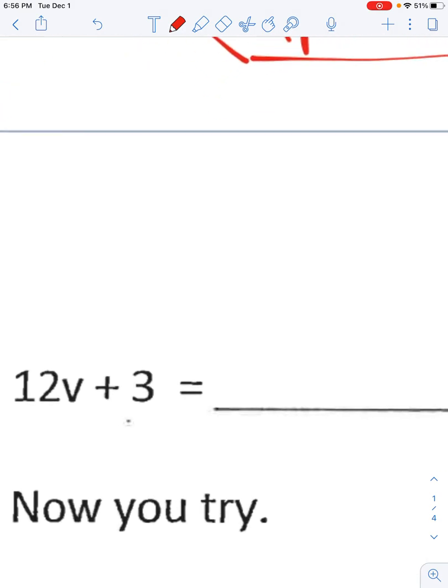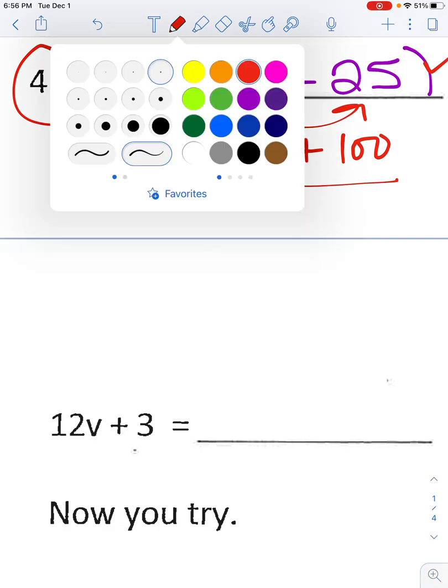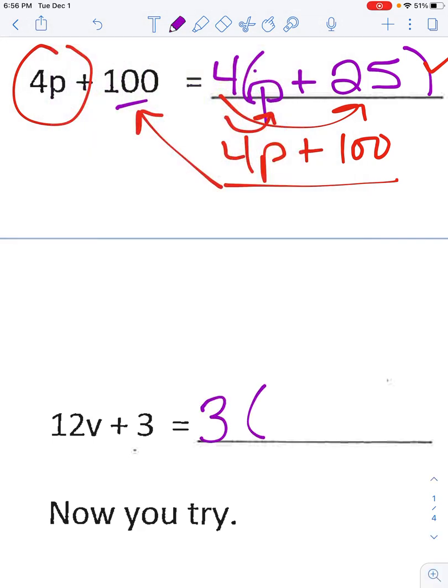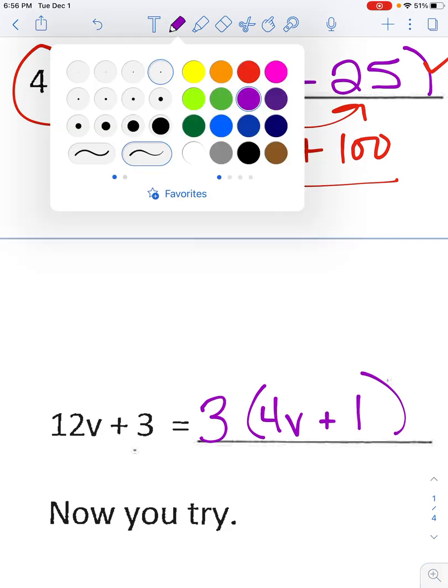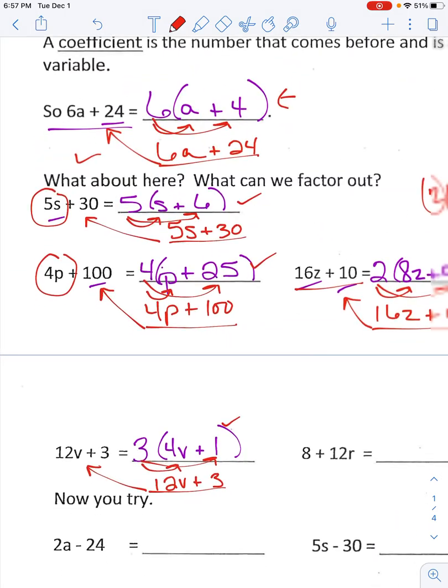Let's look at the next one. 12v plus 3. Think to yourself, what is the greatest common factor? The number that they both have in common is a 3. So I'm going to put 3 out here. 12 divided by 3 is 4v. 3 divided by 3 is 1. Distribute. 3 times 4v is 12v. 3 times a positive 1 is a positive 3.